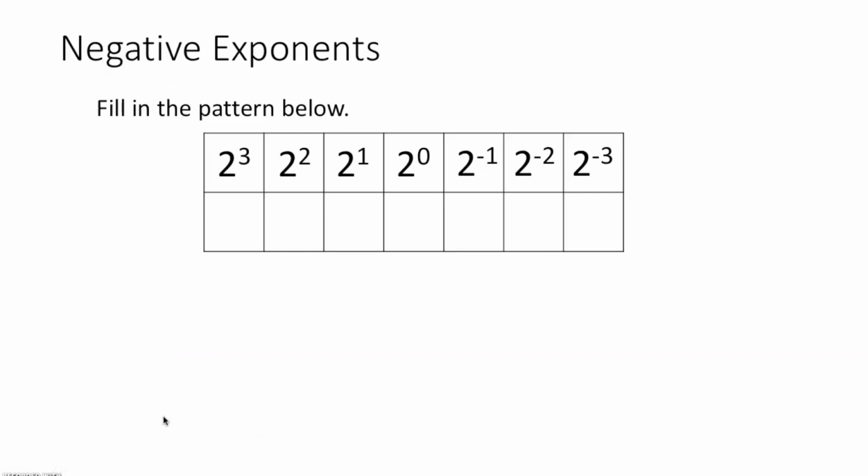Now let's talk about negative exponents. So here, we're going to fill in this table right here. Let's start in the middle. Since we just talked about zero exponents, 2 to the zero power we know is going to be equal to 1. 2 to the first power is just 2 times itself 1 time, so that's 2.